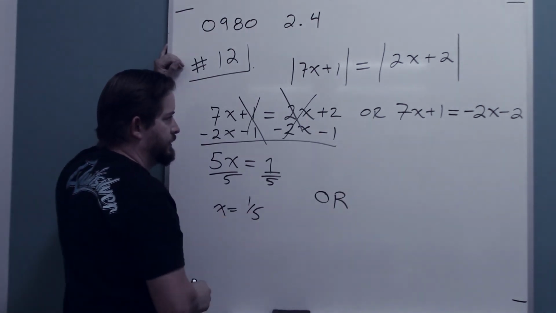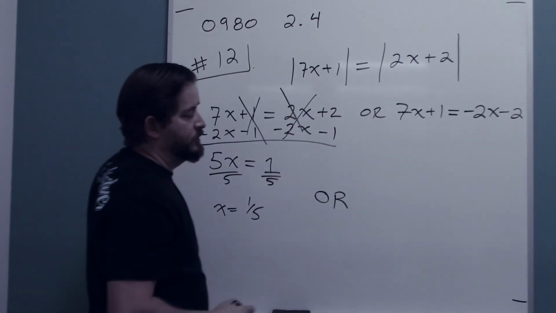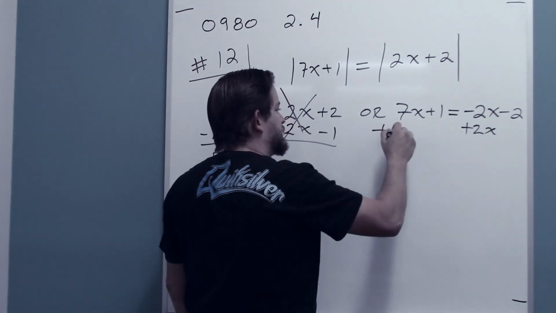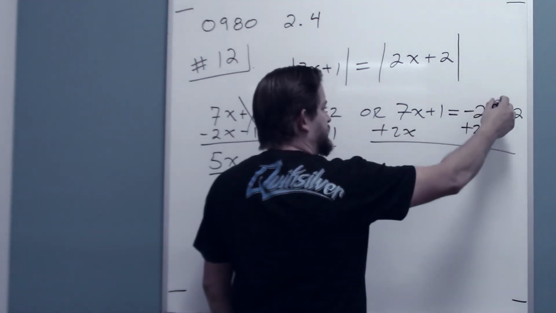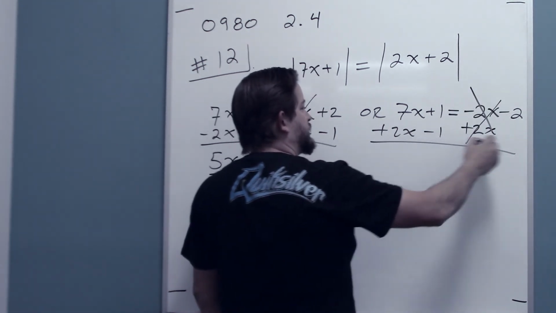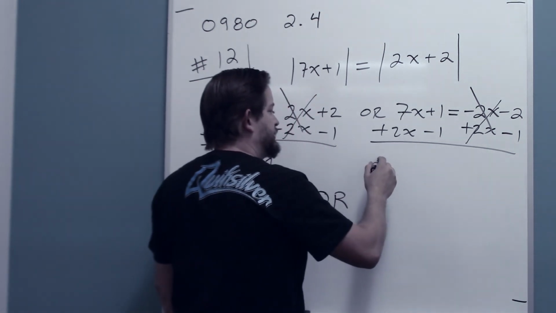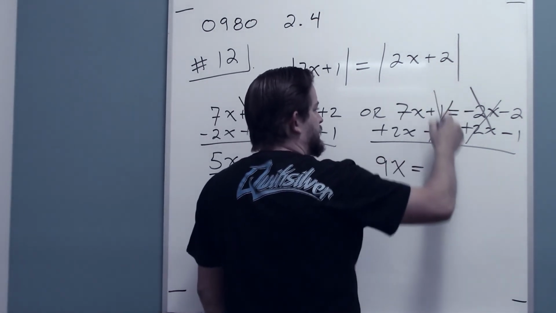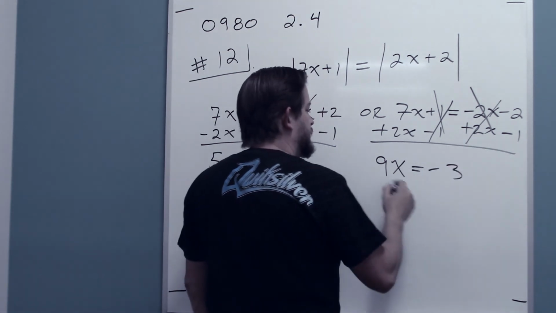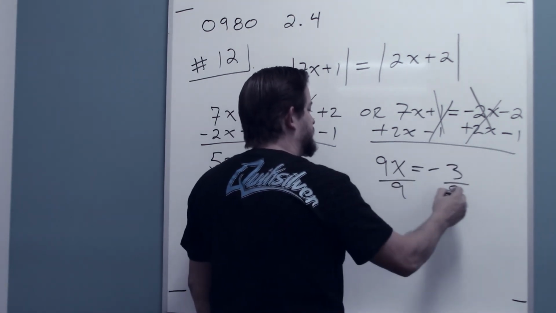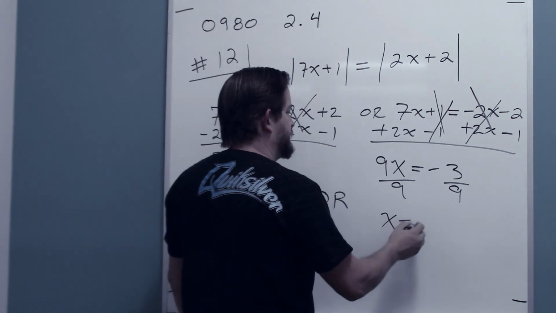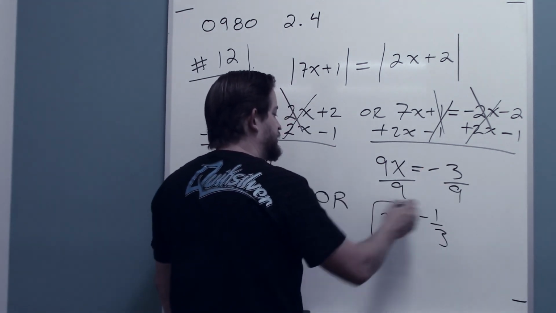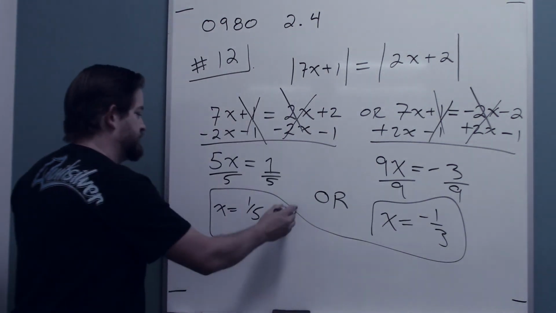Or add 2x to both sides. Since I'm bringing my x's to the left again, I'm going to subtract 1 from both sides. This leaves me with 9x equals negative 3. Dividing each side by 9 gives x equals negative 3 over 9. That can be simplified to negative 1 over 3. And I have those two solutions.